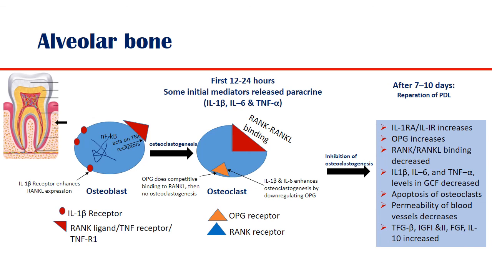After 7 to 10 days, the reparation process is going to begin, and all this is going to get reversed. The OPG ratio is going to become more, the interleukin 1 beta receptor antagonist is going to become more, and there is going to be more growth. All the growth factors like TGF beta, the transforming growth factor, the insulin growth factor, and the fibroblast growth factors are going to become more. The vascular permeability is going to decrease. So all this is going to be repaired in 7 to 10 days. If you remember, our 3 phases of tooth movement were initial phase, lag phase and log phase. So this is basically the lag phase.